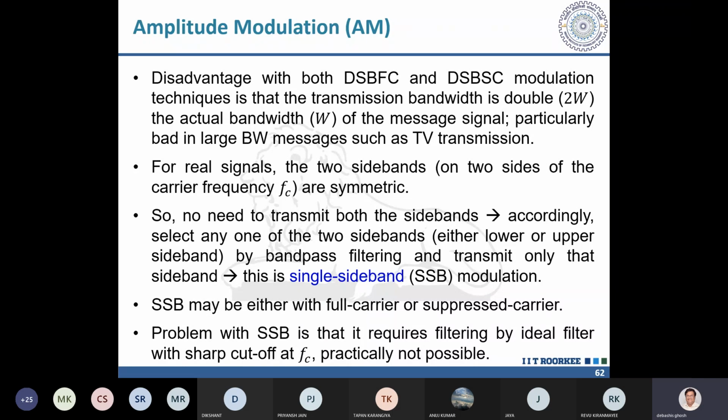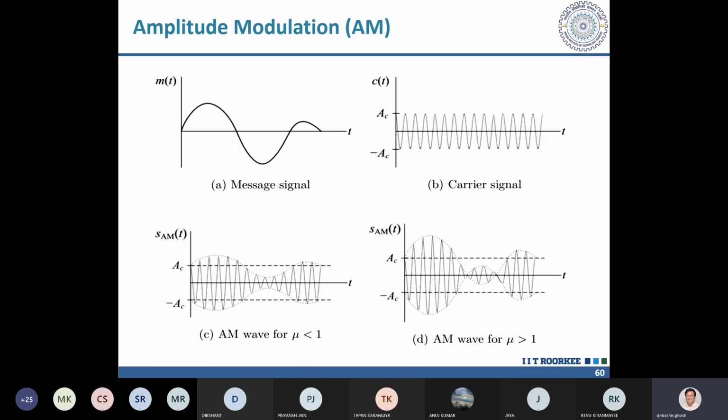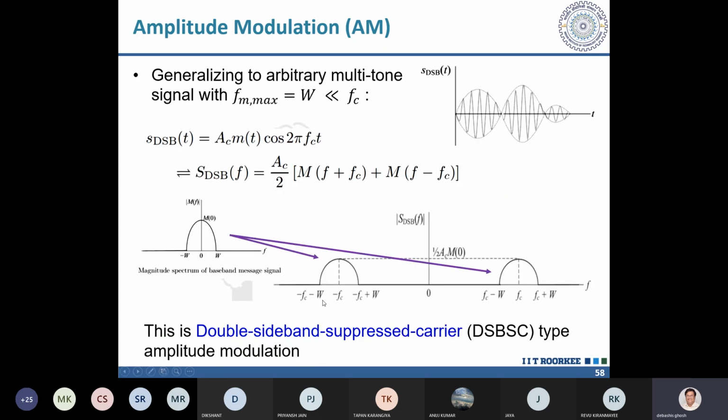If we want to take care of that, what we can do is eliminate one of the sidebands, because as you have seen, every time I was drawing this symmetric. This side and this side, they are symmetric. So if they are symmetric, then why unnecessarily send both sides? I can send only this side, or only this side, because the other side is just a copy of this. However, this is only valid for a real valued signal.